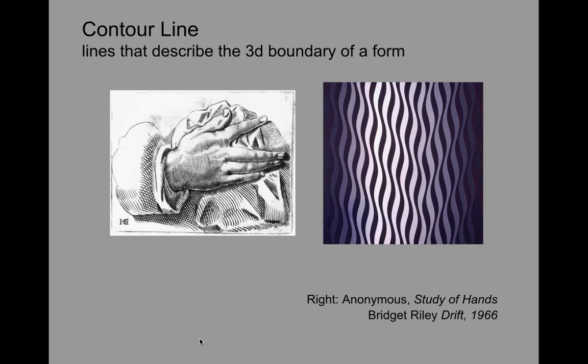In an abstract or non-representational form, this image on the right by Bridget Riley, a painting called Drift, even though it's non-representational, just the way that she's curving those lines gives us a sense of a three-dimensional boundary and therefore a sense of space.